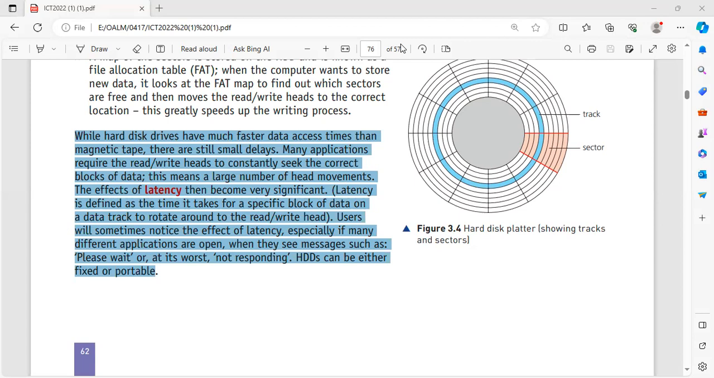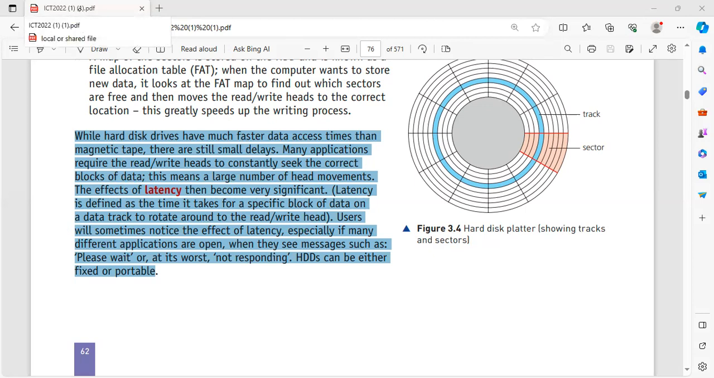Sir, I read it. Okay, so you can briefly define. When the head goes back and forth, and when many applications are open, due to latency sometimes it says please wait, or at its worst it says not responding. These drives can either be portable, which means you can carry them with you, or fixed. Basically, delay is called latency. When we read data, it takes time. We call it seek time.